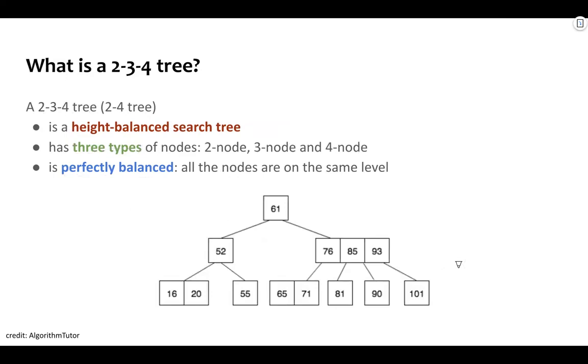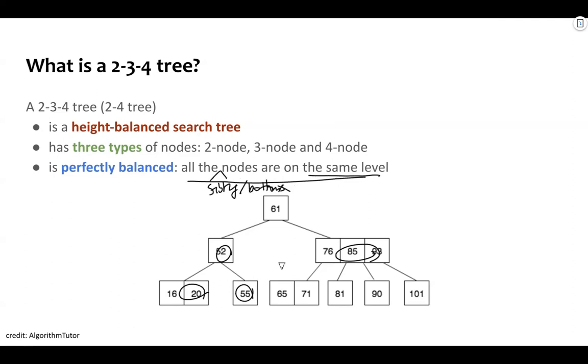And what does it mean by perfectly balanced? As you can see here, all the nodes have the same height. So this one has the same height as the neighbor, sibling. And this one has the same height as its sibling. Okay, so all the sibling nodes, or the bottom nodes, are on the same level.